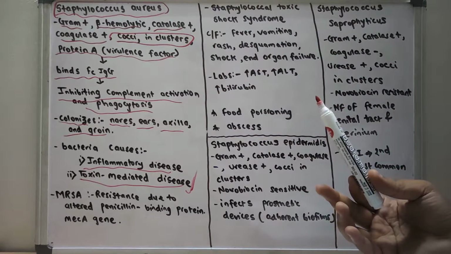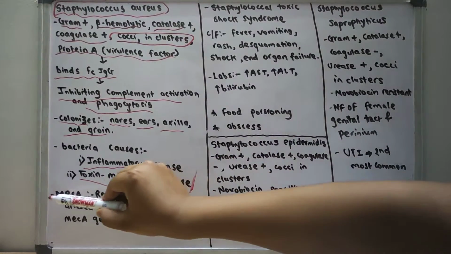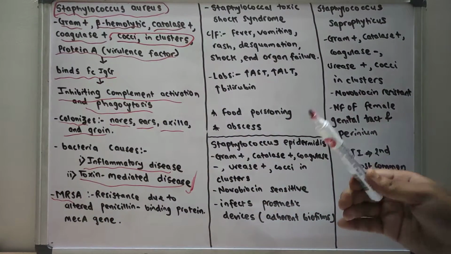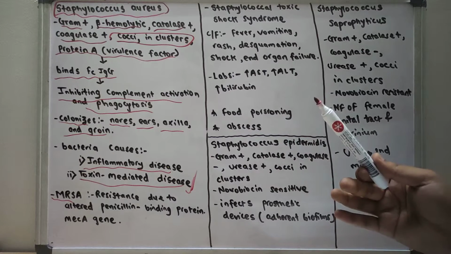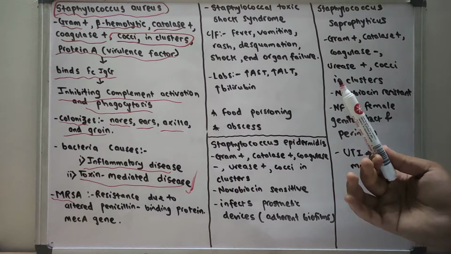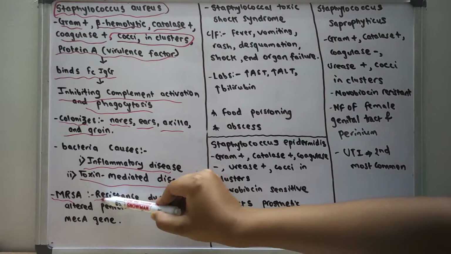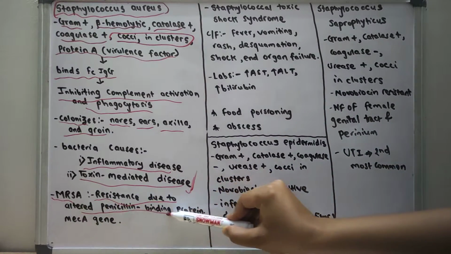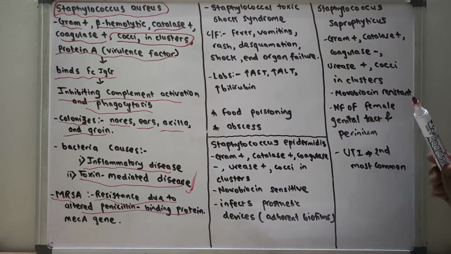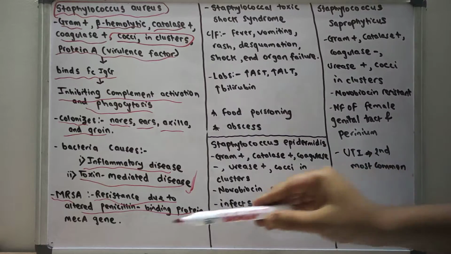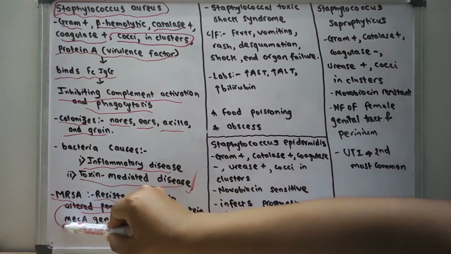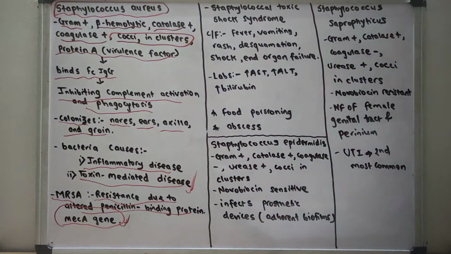Now let us talk about MRSA. MRSA is methicillin resistant Staphylococcus aureus. It is an important cause of serious nosocomial and community acquired infection. The resistance is due to altered penicillin binding protein. The mecA gene from the staphylococcal chromosome cassette involves the penicillin resistance. So the MRSA gene is very important.